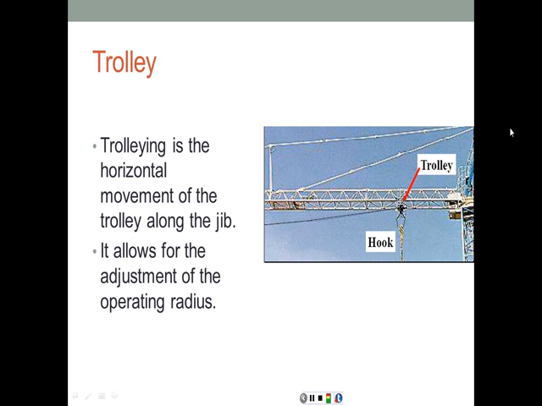The second motion is going to be the trolleying, which is the horizontal motion along the boom or the jib, the main jib of the crane. So trolleying is a horizontal movement of the trolley along the jib. It allows for the adjustment of the operating radius.